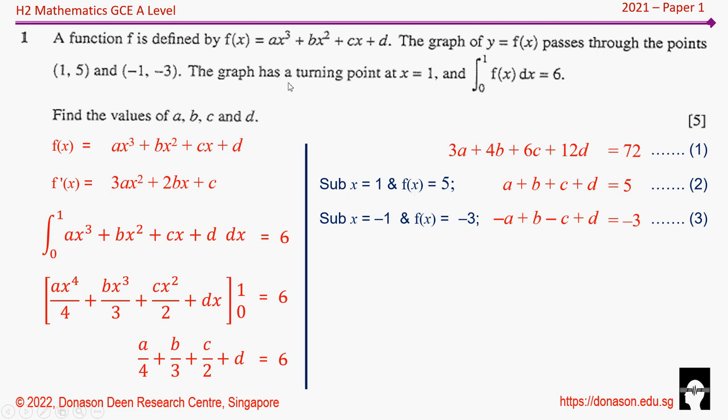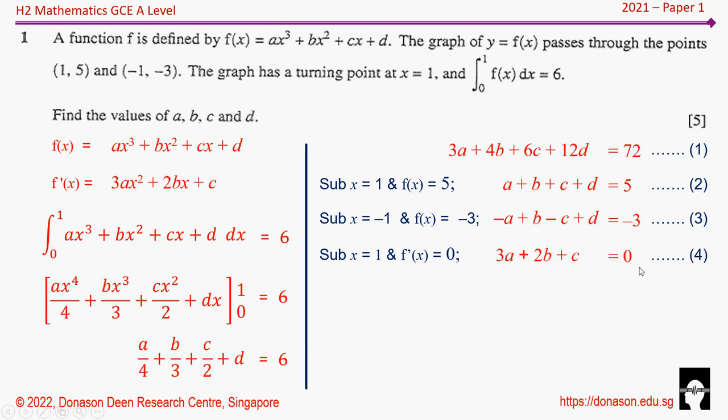And now let's use the turning point condition given. When x = 1, the first derivative should be equal to 0, because at a turning point the first derivative should be equal to 0. So let's substitute. When x is 1, it's going to become 3a + 2b + c, and that should be equal to 0.